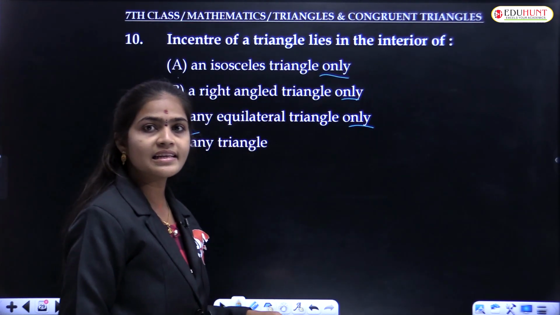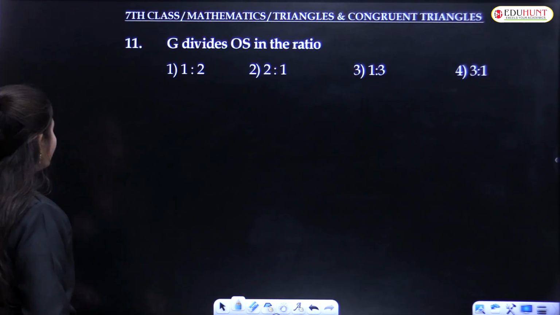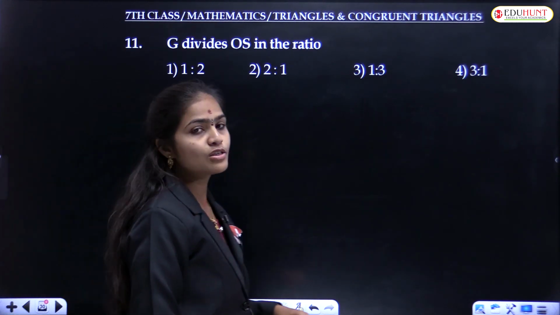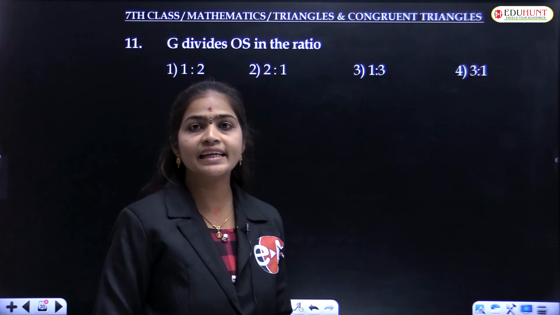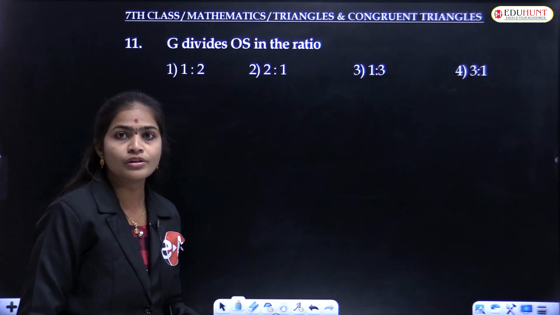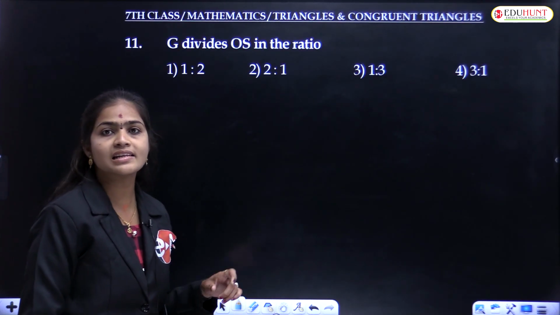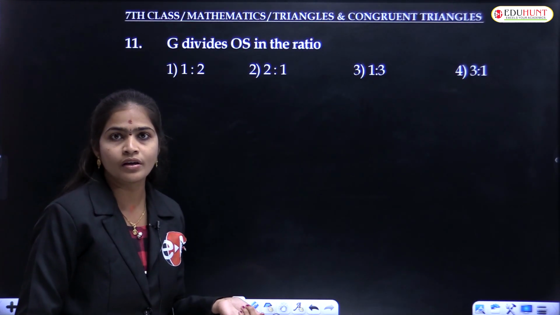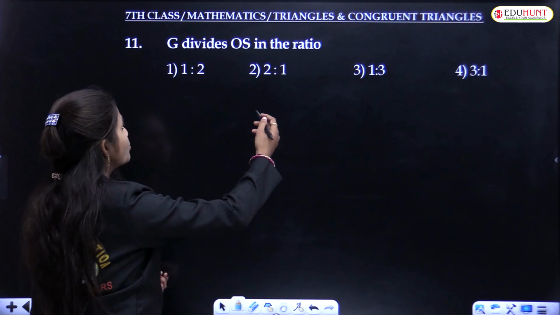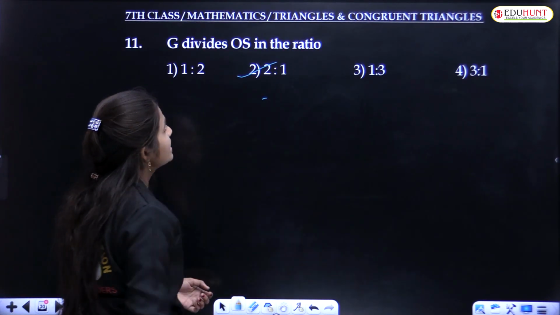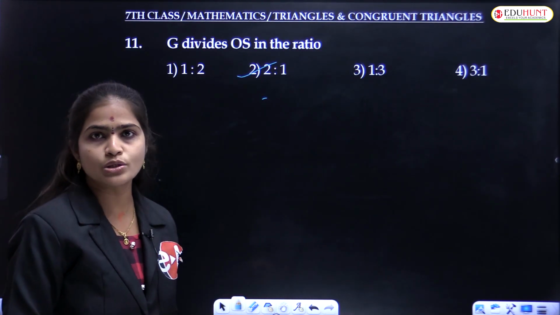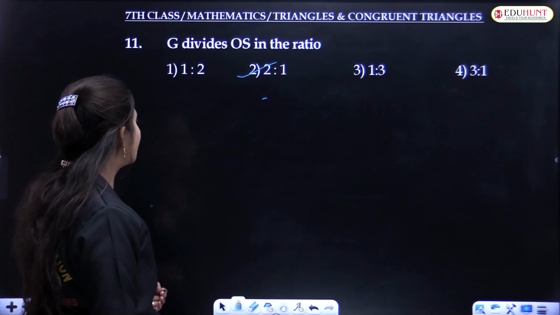Next one. This is also a direct one. G divides OS in the ratio. The centroid divides the line joining the orthocenter and circumcenter in the ratio, which is always 2:1. So G divides OS in the ratio 2:1.